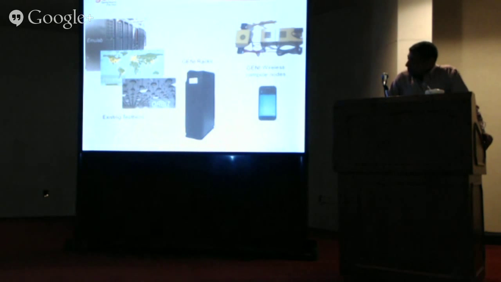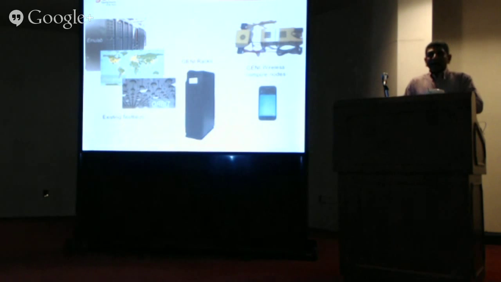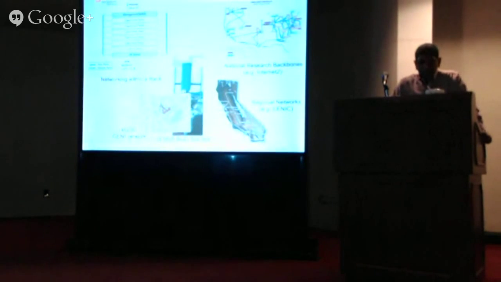GENI has what we call GENI racks. You might imagine a rack with compute resources and programmable switches, and these are deployed on campuses around the country, 40 or so campuses, and you can get resources from there. And GENI has wireless compute nodes, so you can run wireless experiments based on WiMAX or LTE. And there are also Android handsets you can hand out to people who can join your experiment and use your experiments. Those are compute resources in GENI.